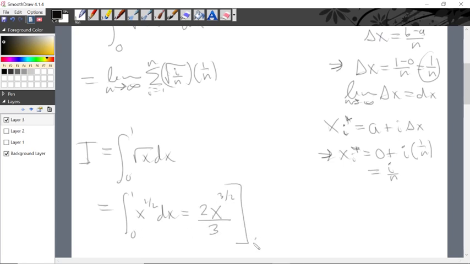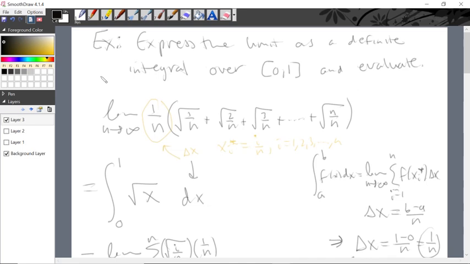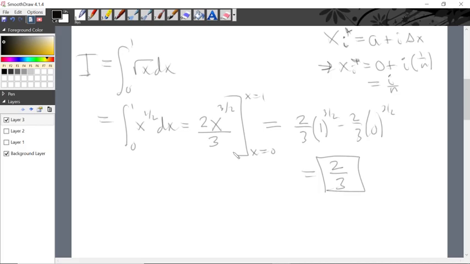And then plug in the lower bound, x equals 0. Plug in the upper bound. All right, subtract. So starting with the upper bound plugged in, we're going to get 2/3 times 1 to the 3/2, and then subtract 2/3 times 0 to the 3/2. Well, that's just equal to 2/3 minus 0, which is equal to 2/3. So the value of this limit right here is equal to 2/3 by using a definite integral to find it. This step right here is where we applied the fundamental theorem of calculus, part 2.